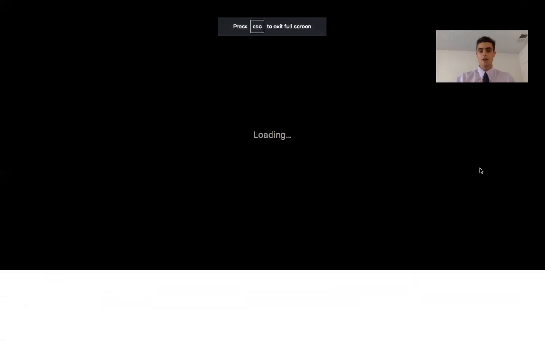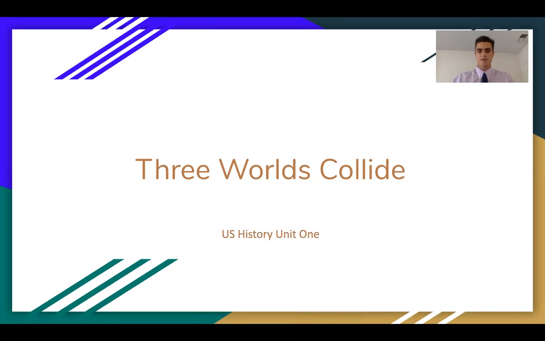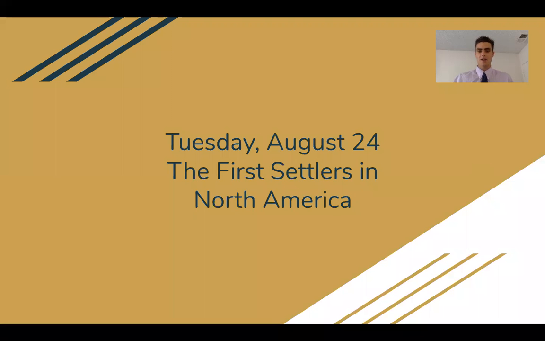So, as always, we are continuing along with our Three Worlds Collide unit. Today, we will be talking about the first settlers in North America. We've mostly focused on the Native Americans, and a little bit on how the Europeans viewed the Native Americans when they first met them. But now the Europeans are going to officially colonize North America.